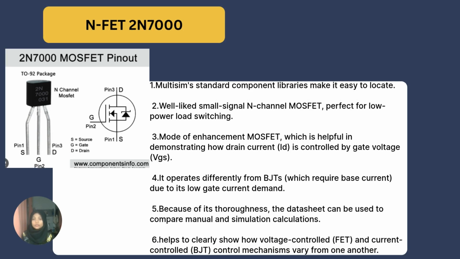For the N-channel FET, we have the 2N7000 MOSFET transistor. Multisim's standard component libraries make this transistor easy to locate. It is a well-known small signal N-channel MOSFET, perfect for low power load switching. This is an enhancement mode MOSFET, which is helpful in demonstrating how drain current is controlled by gate voltage. It operates differently from BJTs, where base current is required, and it has a low current demand.